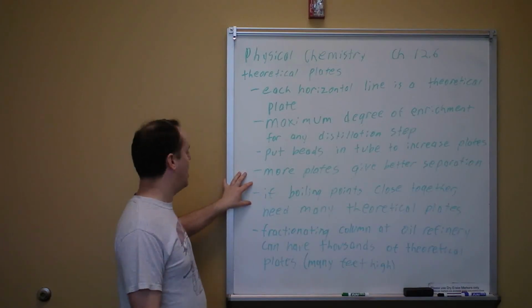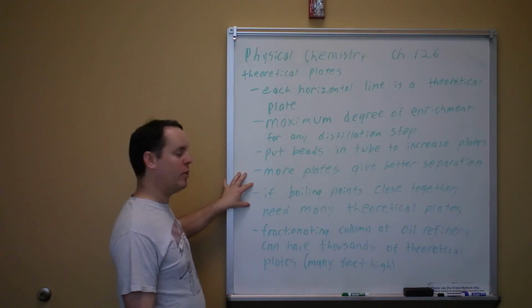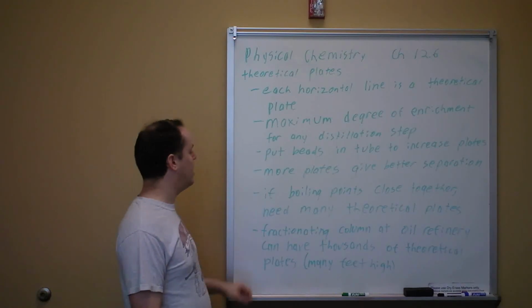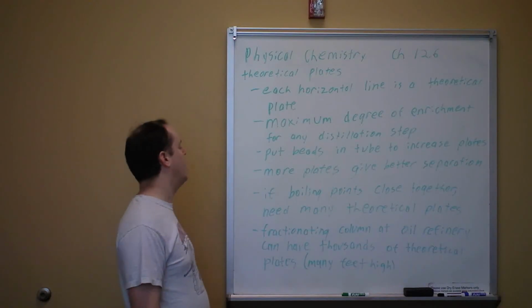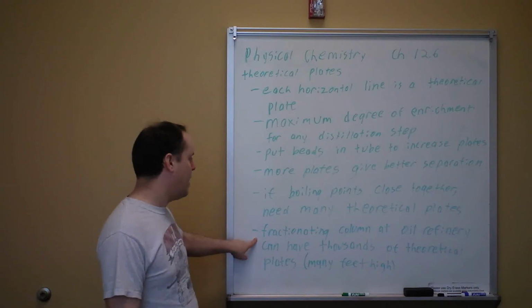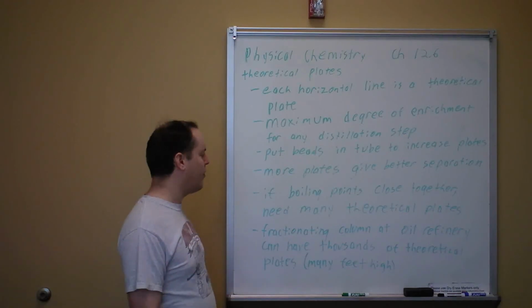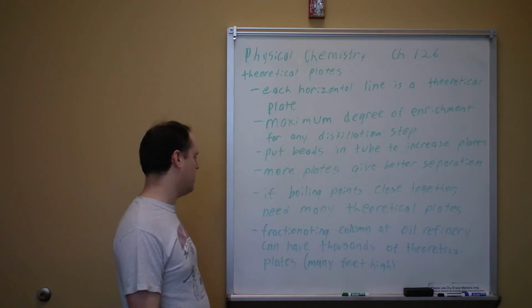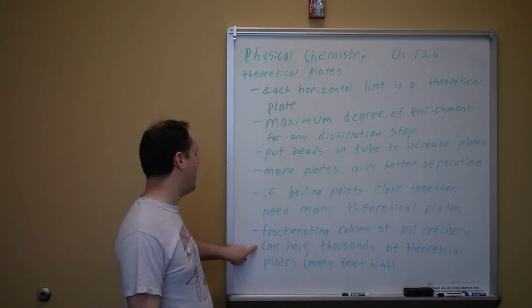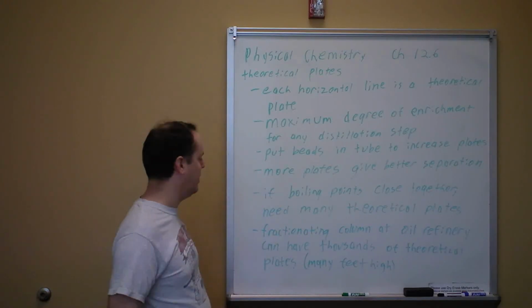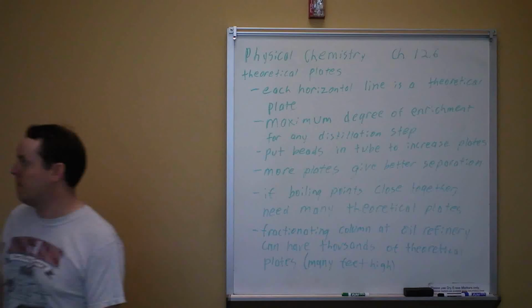separation. Now, this is especially important if you have two liquids that have boiling points that are close together. You might need a whole bunch of theoretical plates to separate them. Like, let's say you wanted to get heptane from octane or something like that. It's very similar molecules. And oil refineries do this all the time. They've got these big refinery columns, or fractionating columns, that might have thousands of theoretical plates, and they could be really tall cylinders. You've probably seen them.